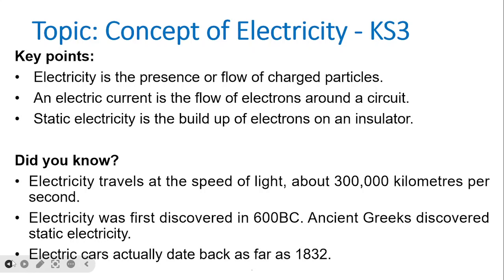An electric current is the flow of electrons around a circuit. You must take note that it is the flow of electrons. And electrons are what? Charged particles. Negatively charged particles. But this time around, they are flowing, or rather passing around a circuit. A circuit, in my previous video, I defined as an electronic or electrical path designed for the free passage of electric current. Then we have what we call static electricity.